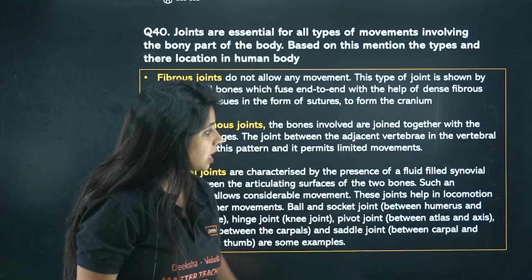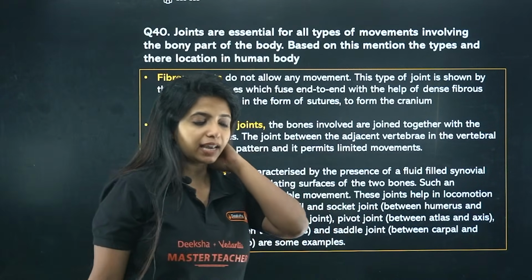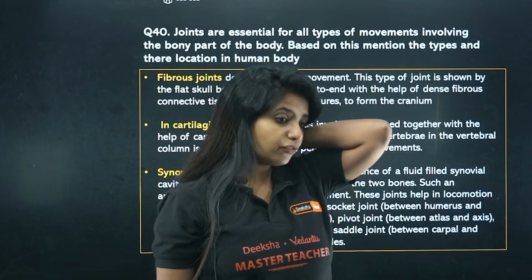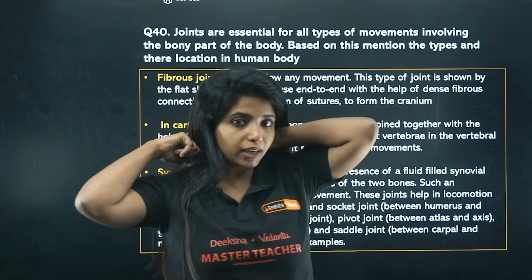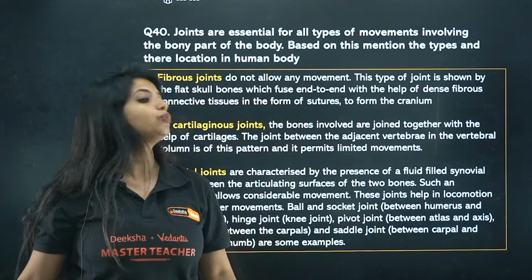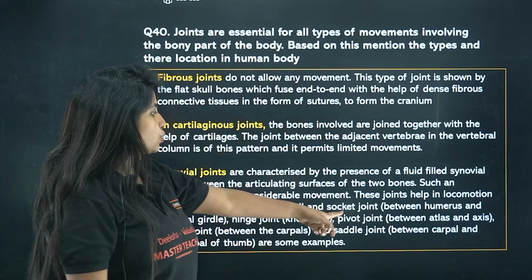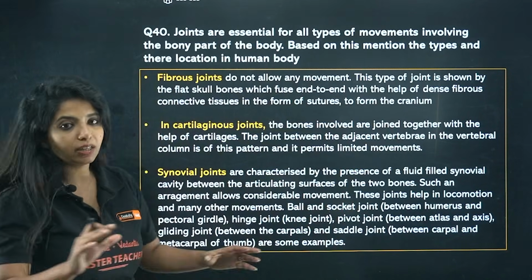Now pivot joint is there between the atlas and axis. So atlas and axis is basically the vertebrae that you find in the cervical column, which is why you are able to do this. So the joint which is over there is known as pivot joint. Again, you have a limiting movement out there.